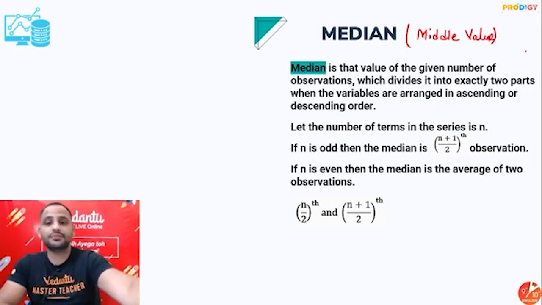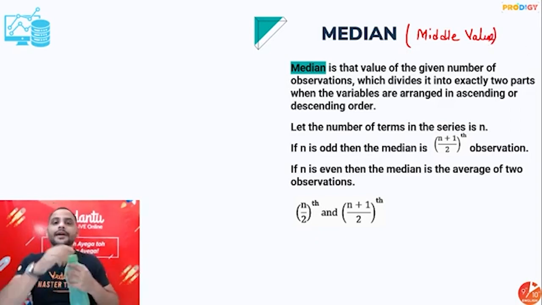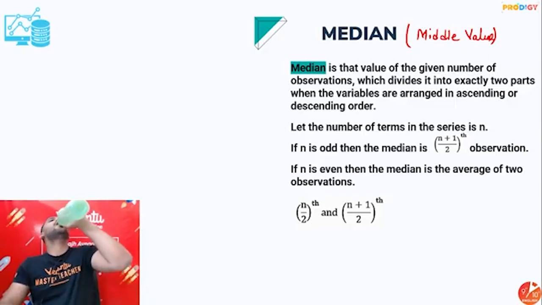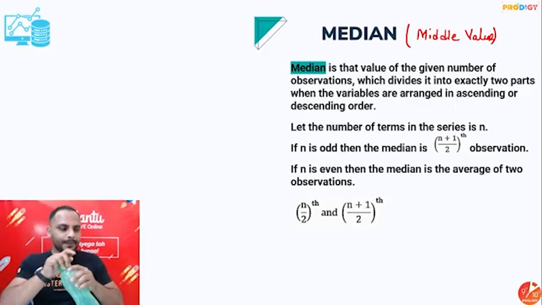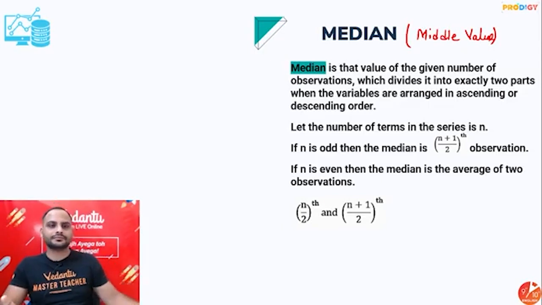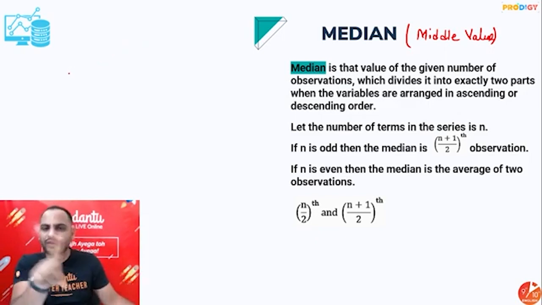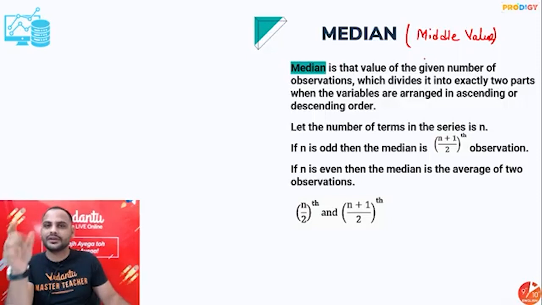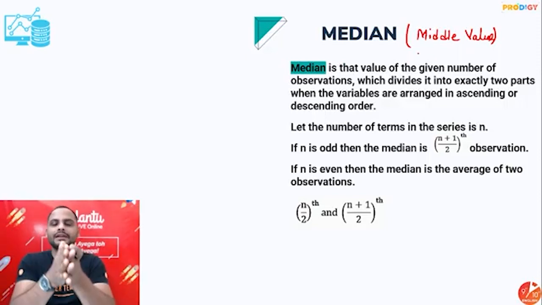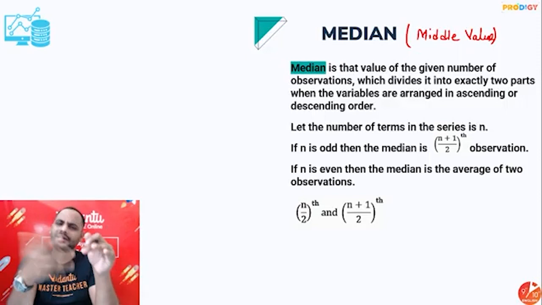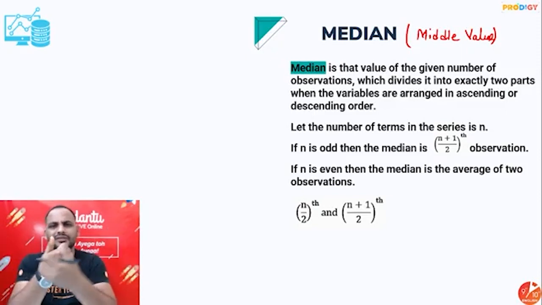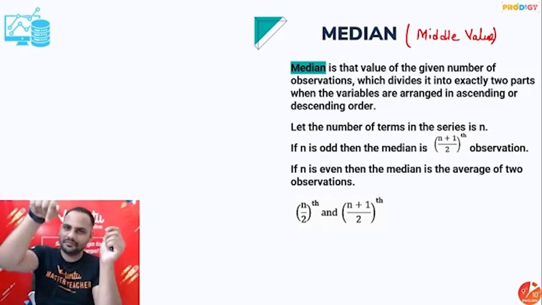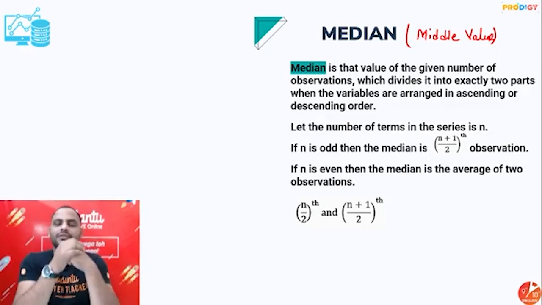Median is what? Middle value, but remember, when the values are arranged in ascending order. Median is not the middle value for any random, it is not for raw data. You have to find out the middle value when you arrange all those values in ascending order or descending order also, because median will be the middle value. Either way, the middle value will remain the same. So that is called your median.